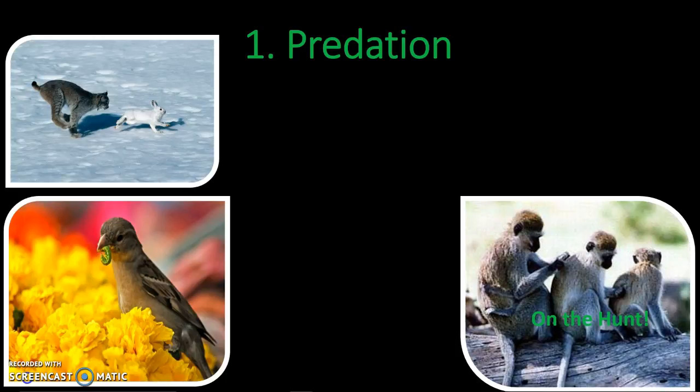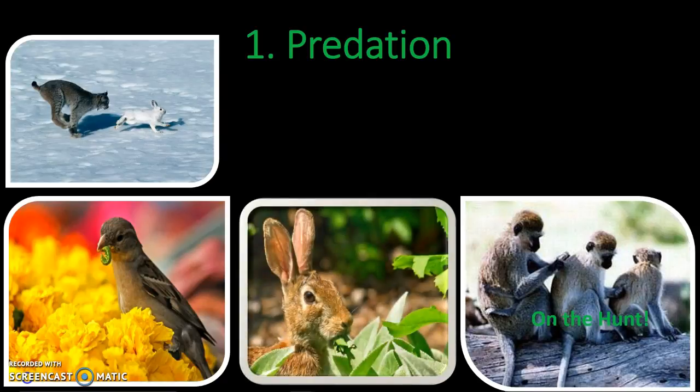A subcategory of predation is called herbivory. And what herbivory is, it's one organism consuming vegetation. So this is still a type of predation, but it's just when one organism consumes plants.